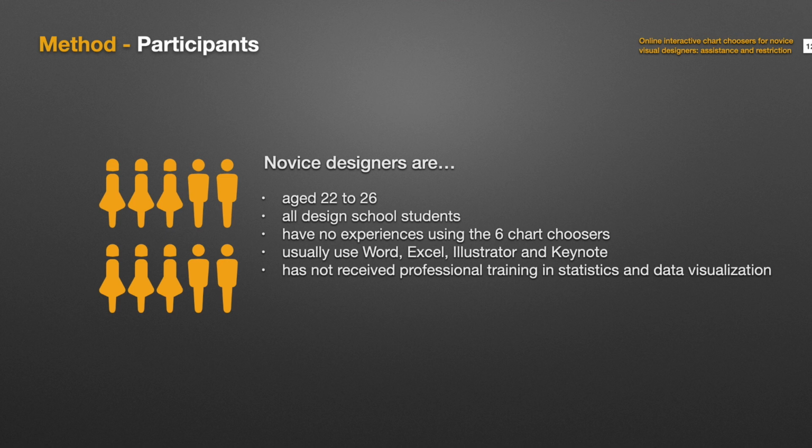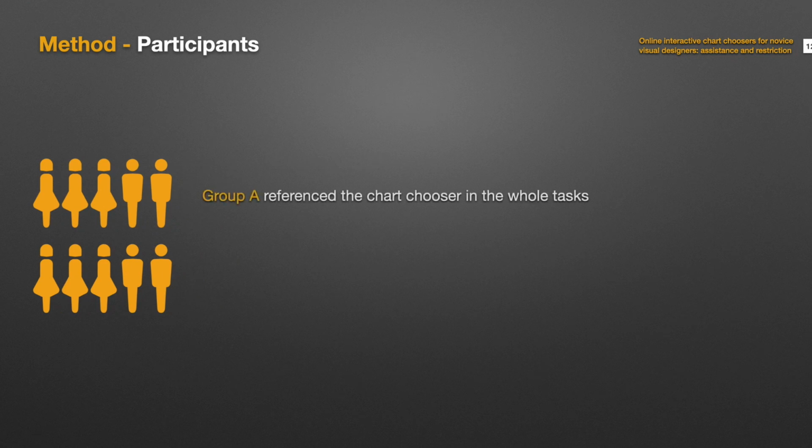We randomly assign the 10 participants into 2 groups. 5 participants in Group A reference the chart choosers in the whole tasks, and the others in Group B were free to create charts without reference, and then let them try the 6 chart choosers after drawing.